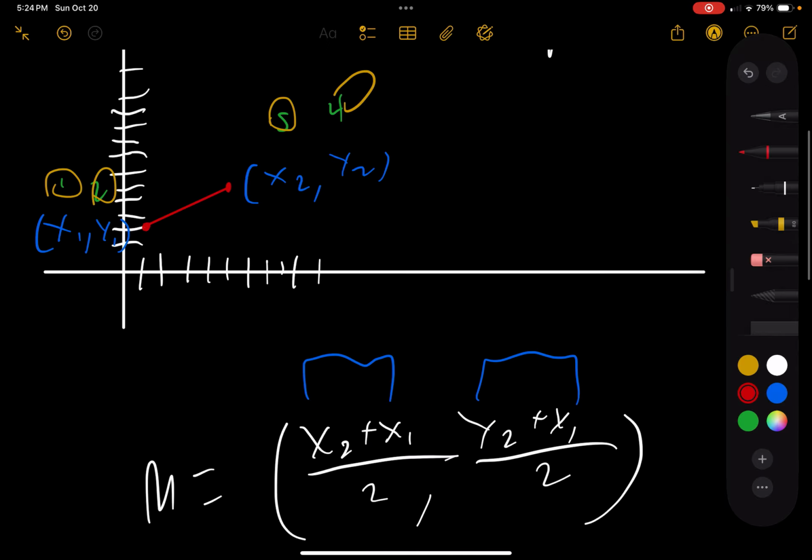Now we can plot this on the coordinate plane. 3, 3. So that's right here. Yay, 3, 3. And this is our midpoint M. So we've officially just found the middle between 2 points.